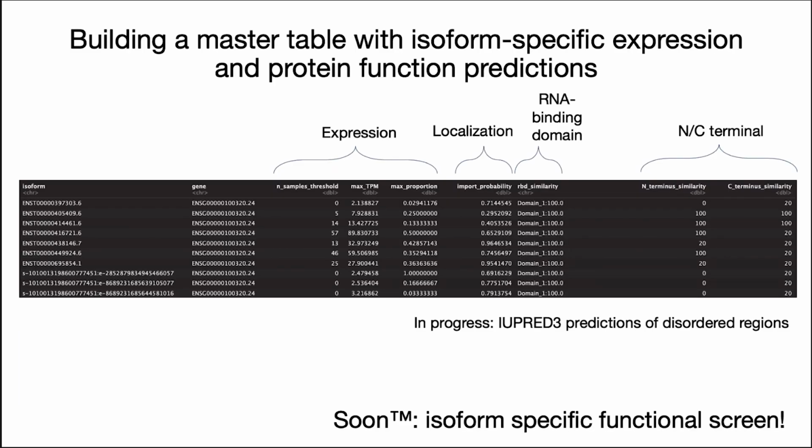to look at what effects we would expect at the protein level in terms of various different features of the protein, so localization, whether they have RNA or DNA binding domains, how much change you see in the N or C terminus. And we're also looking at predictions of disordered regions, which tend to mediate protein-protein interactions. So yeah, next steps will be trying to set up to do isoform-specific functional screens using our CRISPR-Cas13 system.